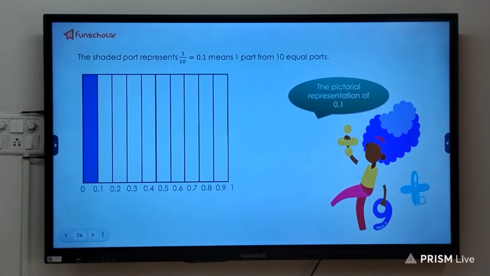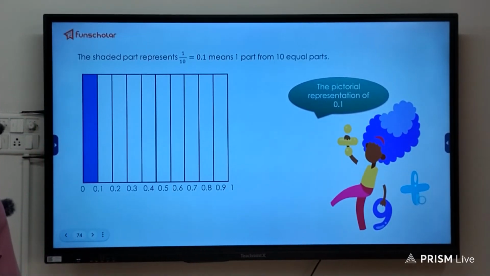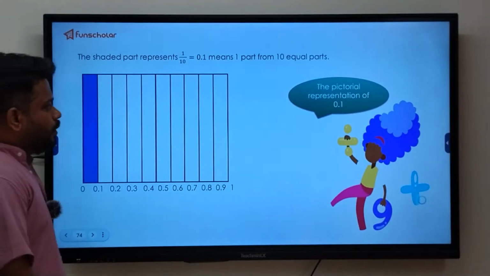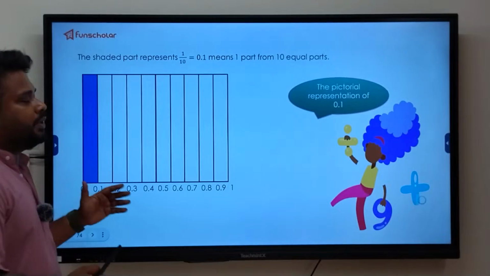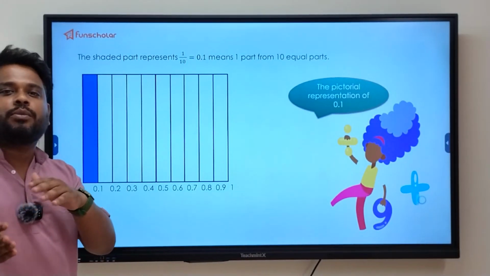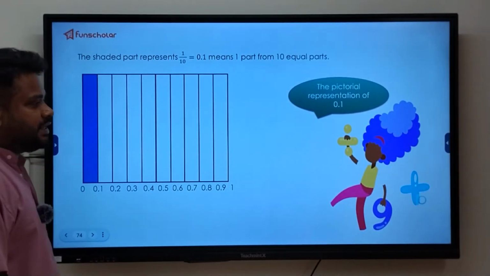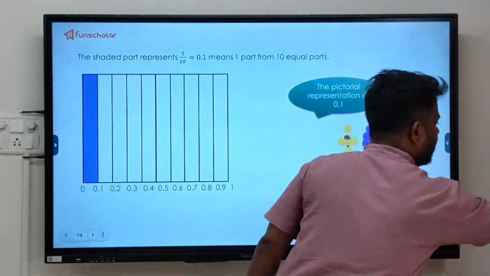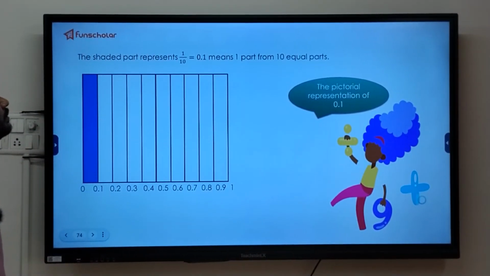Okay, the shaded part represents 1 by 10 equals 0.1, meaning one part from the 10 equal parts. Okay, just like the last day, I have tried to explain it with the help of blocks, how we can represent fractions from this. Okay, again today I will try to do it.